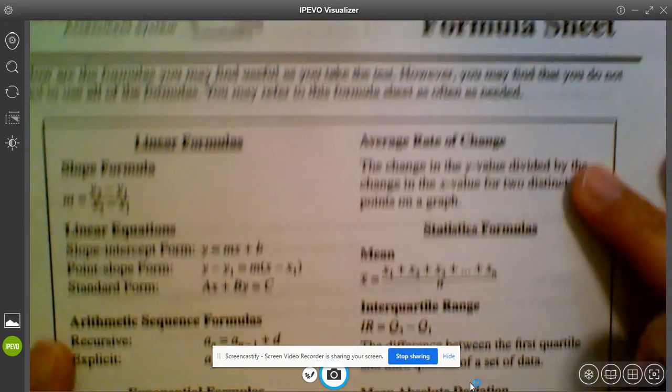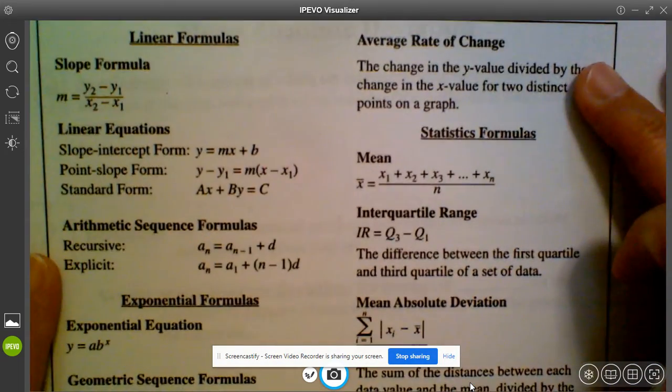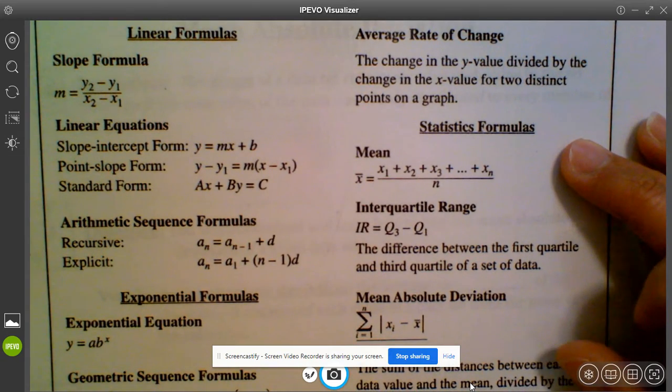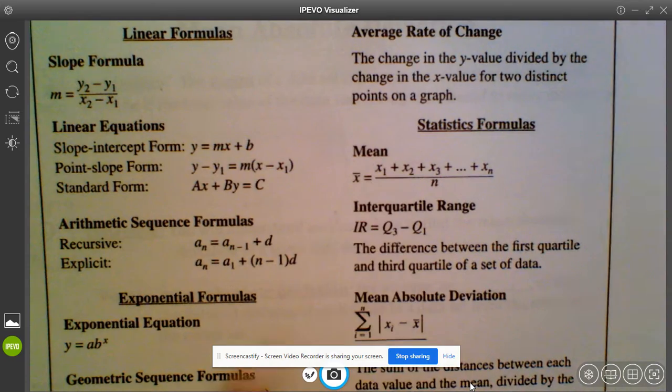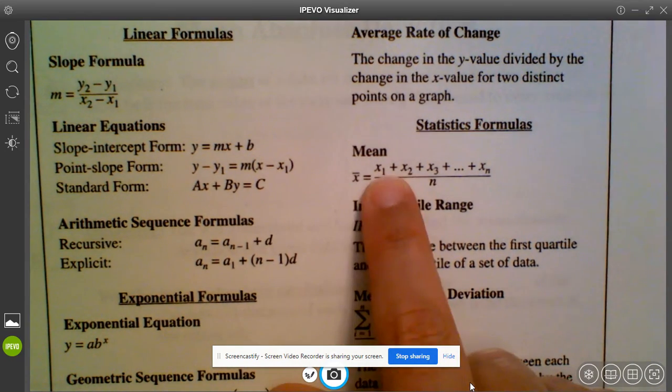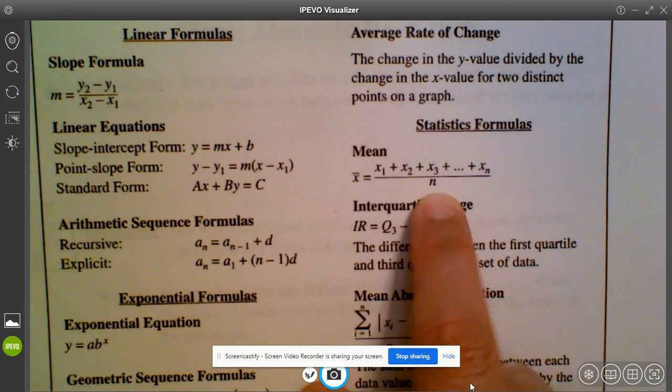So average rate of change, that's left over from algebra. Here are the statistics formulas, okay? So the mean, remember, is the average. That's where you add up all the numbers and you divide by the number of numbers.